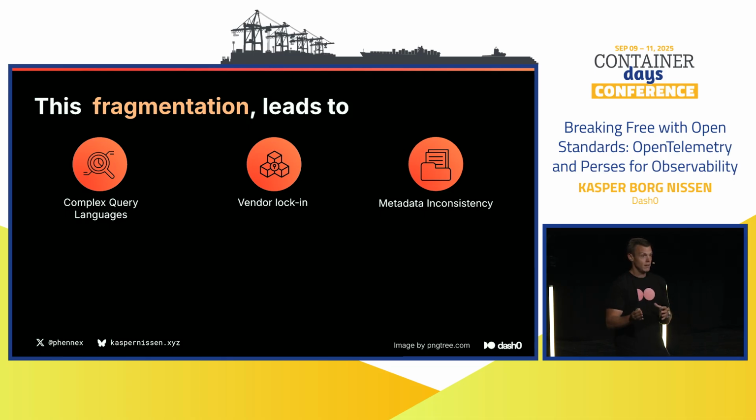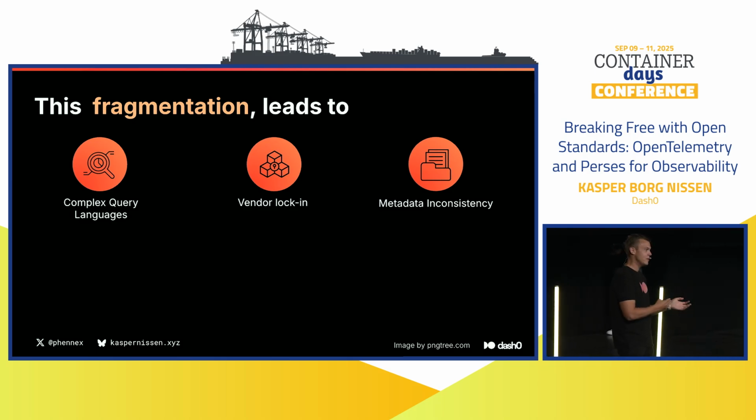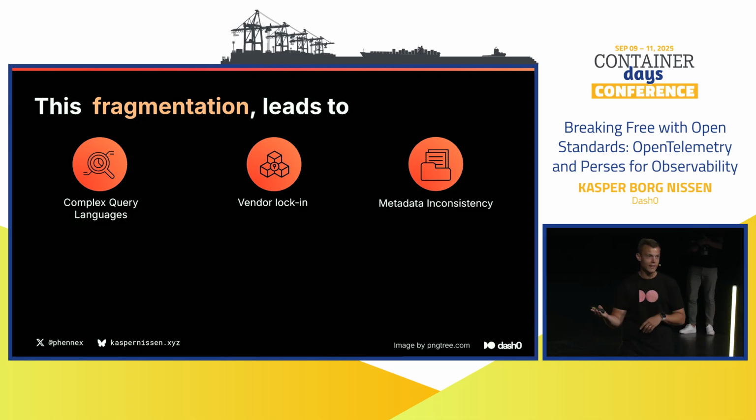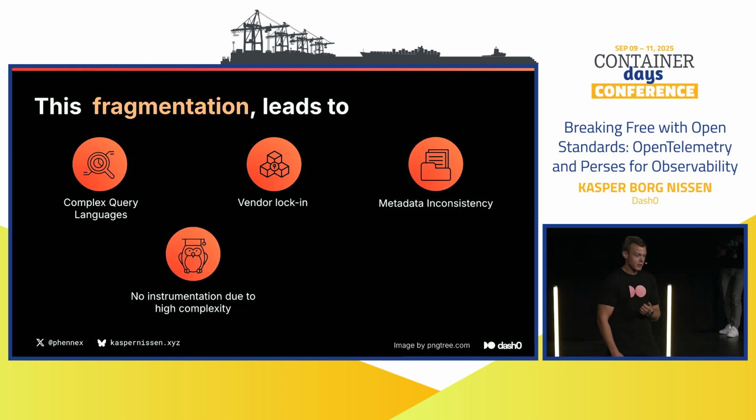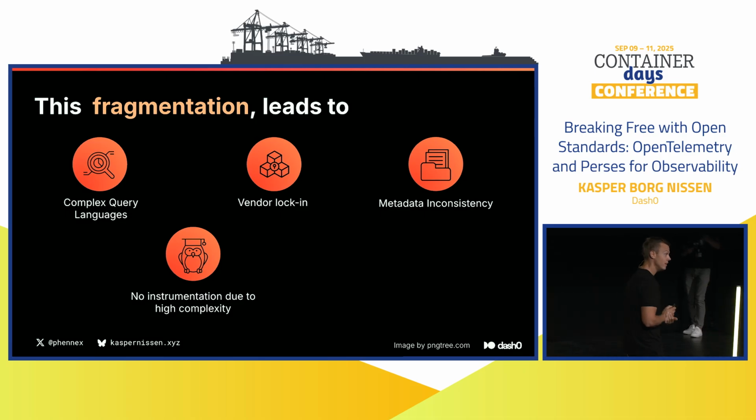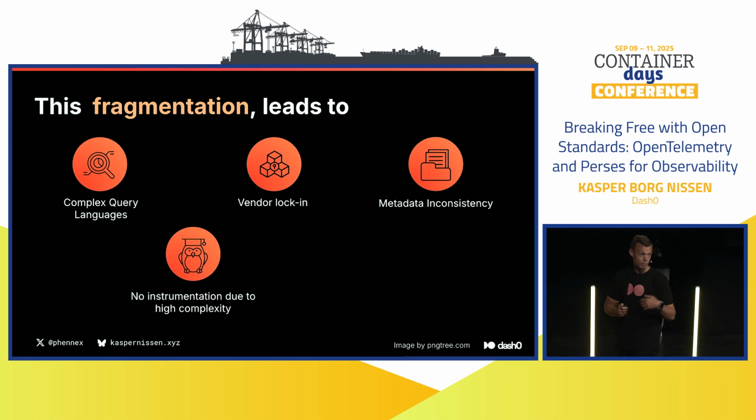Having these three different signals or pillars also leads to inconsistency between all the metadata. Maybe in one system you are doing uppercase errors or whatever, and in the other you're doing something else, which makes it really hard to understand and move between the different systems. And all of this complexity, in some cases, leads to basically no instrumentation, and that, of course, leads to gaps in your visibility, and it's going to be hard when things go wrong to figure out what is up and what is down and how to resolve the issue.